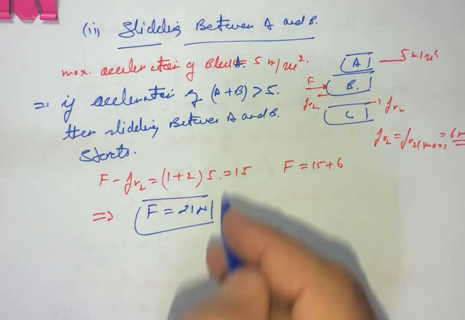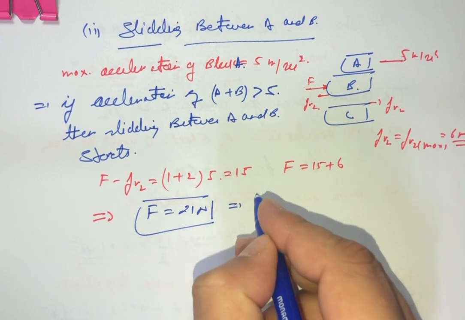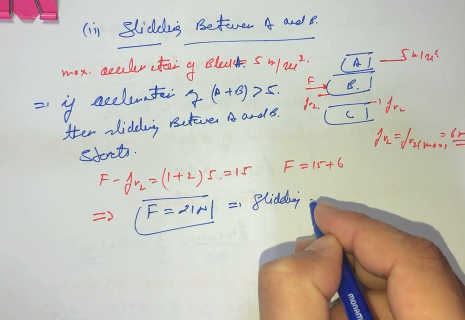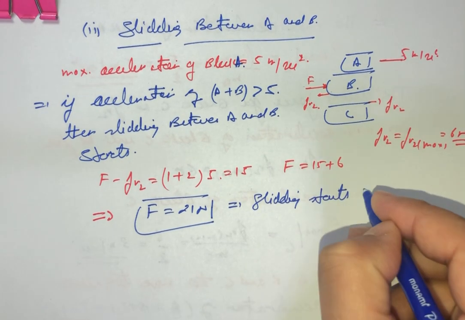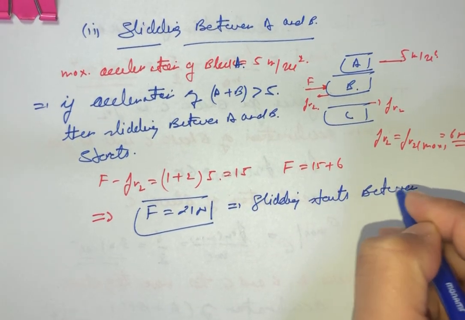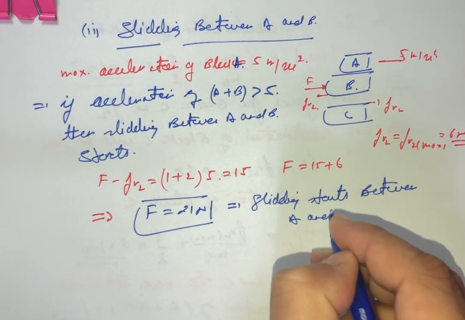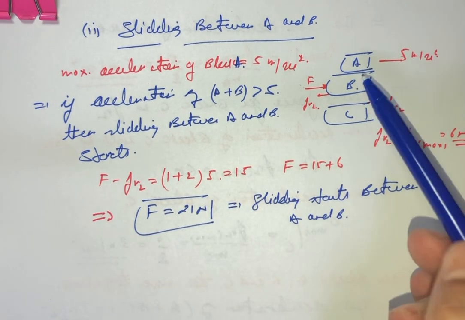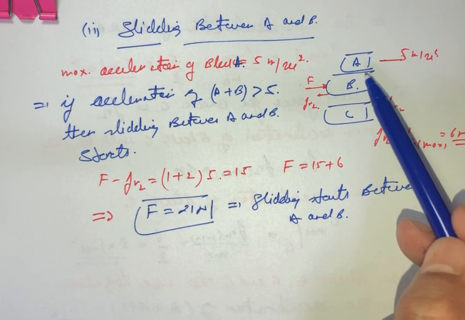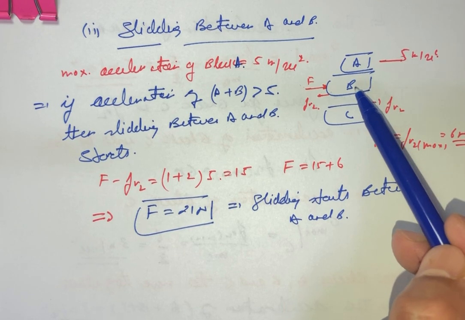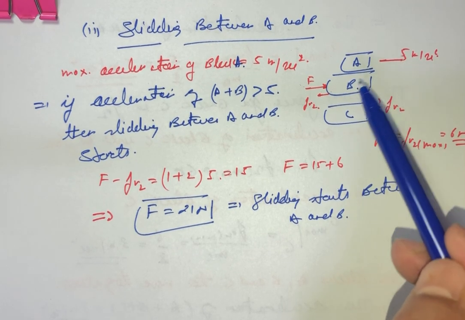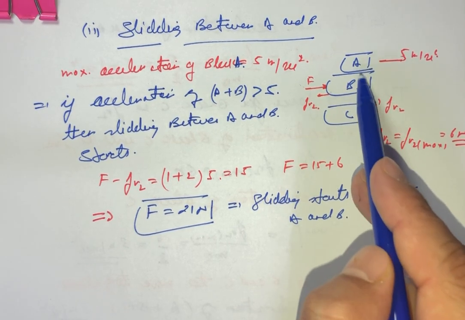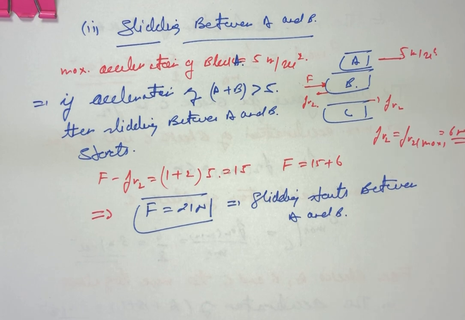At this value of force, sliding starts between A and B. Basically it means for this value of force the acceleration of A plus B becomes greater than 5. As soon as it becomes greater than 5, the slipping, or sliding, is going to start between A and B.